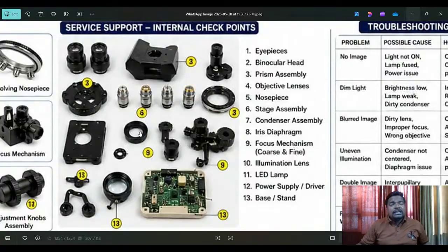Understand? In a preventive maintenance system, you have to check all points and do the services. Then if you find many problems, you can also resolve them. Instant services we can provide by using our smartness. Right. So 13 points is the base stand. On the base stand only, all parts will be placed. Okay. Right. This is the service support internal checkpoints.